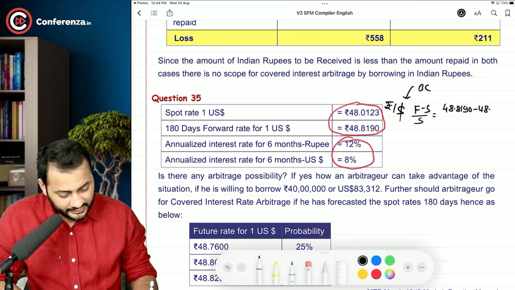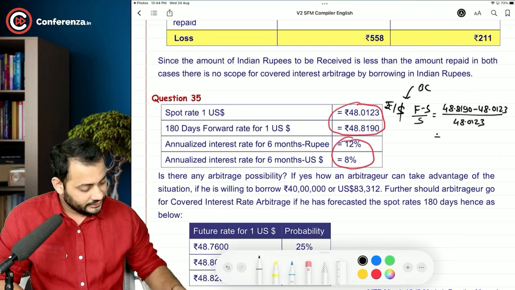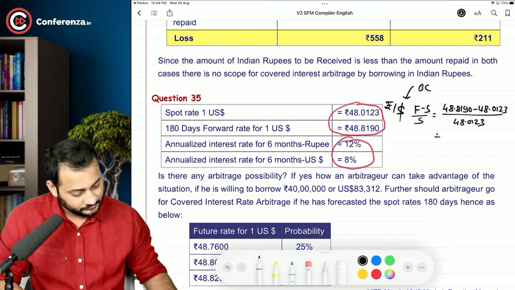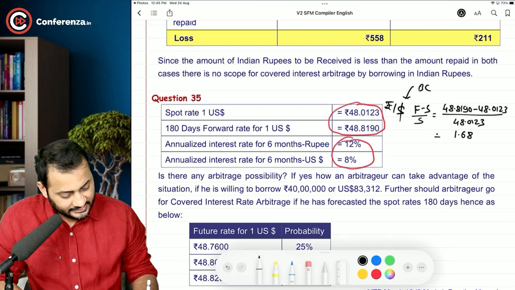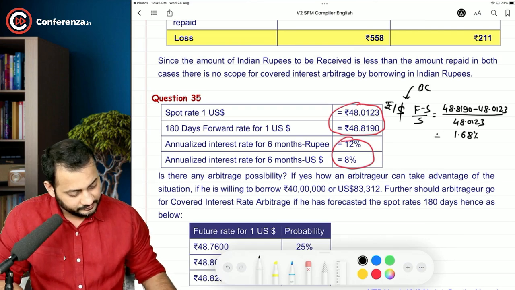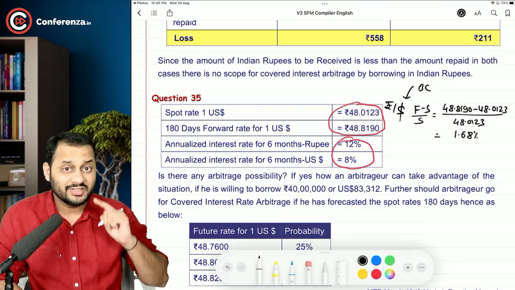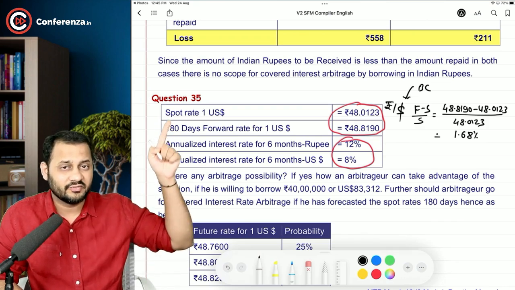You can see 48.8190 minus 48.0123 divided by 48.0123. So if you calculate the premium, it comes to 1.68%. Let me just do it again. Yeah, 1.68% for 6 months, because the difference between these rates is 180 days.